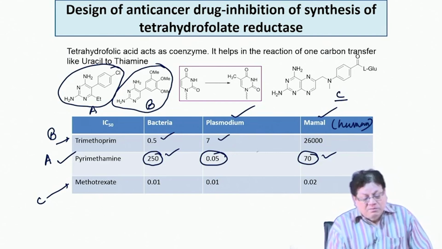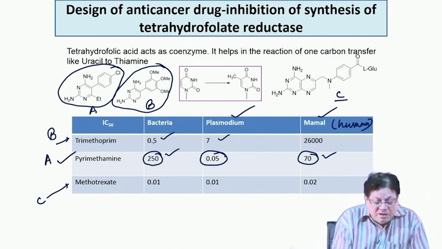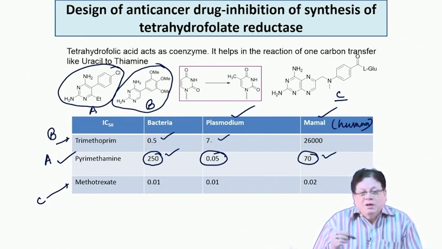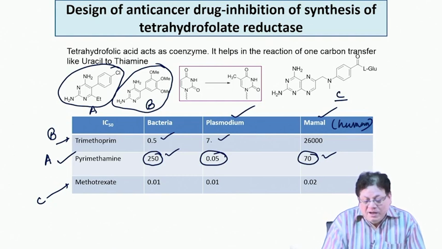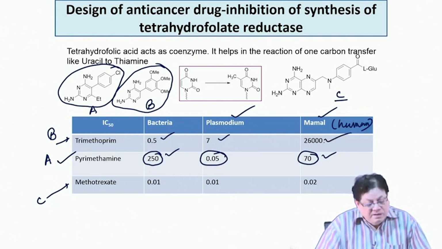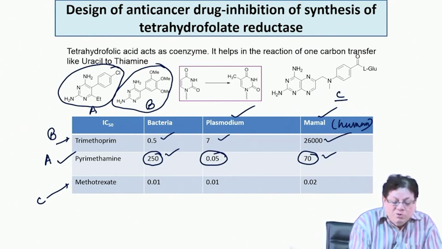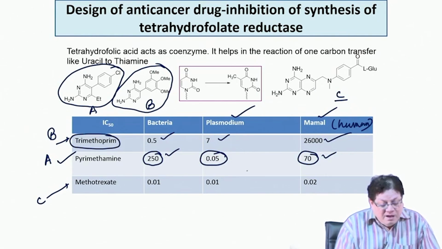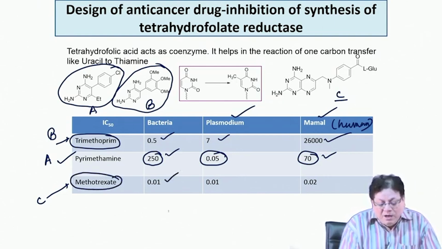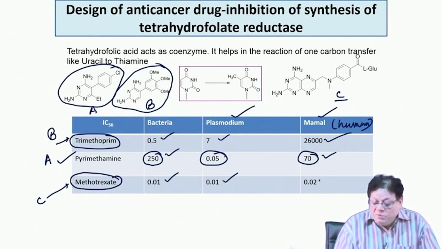So, it is about 14 times higher. Remember, the lower the IC50 value, the stronger the potency, and for mammals it is totally ineffective, 26,000 is the IC50. So, one can use this trimethoprim as an antibacterial agent, and methotrexate, if you look at the IC50 values, 0.01, this is also 0.01 and that is 0.02.